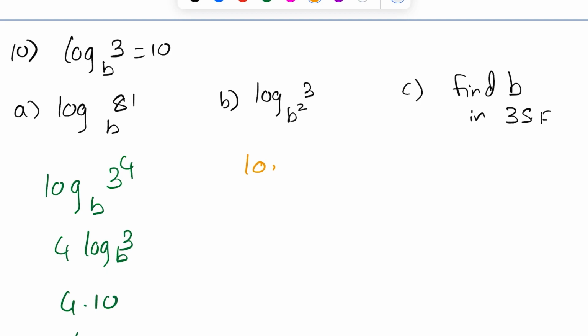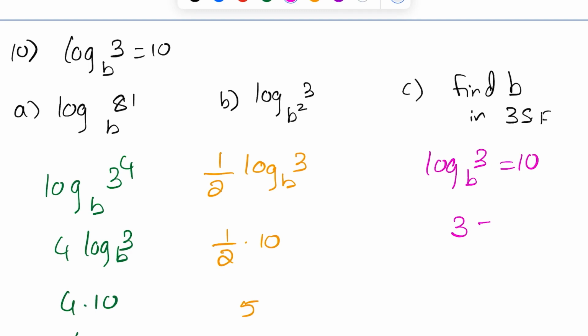Next one, 1 comes to the numerator, 2 comes to the denominator: log 3 to the base b. So 1 upon 2 times 10, which is going to be 5. Now find b. We know that log 3 to the base b equals 10, so 3 equals b power 10, and b equals the 10th root of 3.